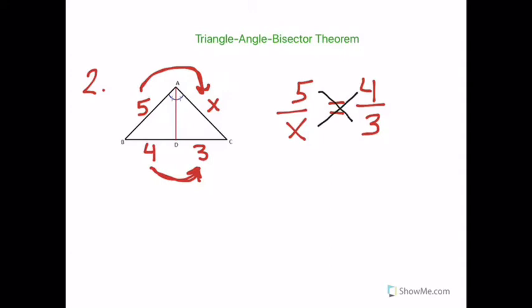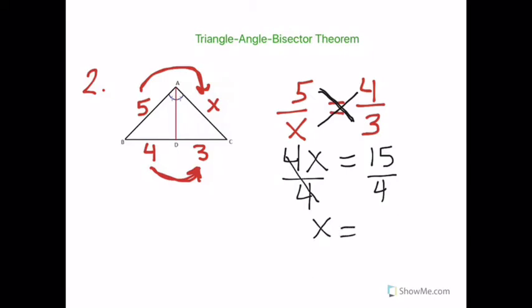I'll start off with my x. X times 4 is 4x equals 5 times 3 is 15. Divide both sides by 4. X equals 3.75. Let's try a third example.